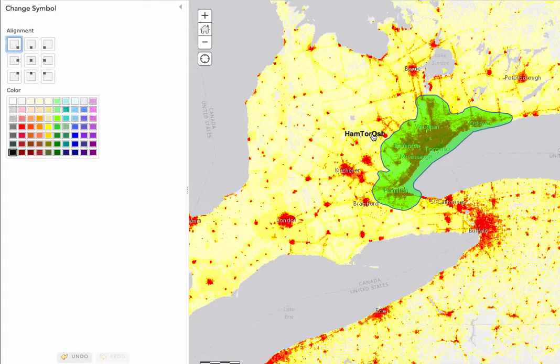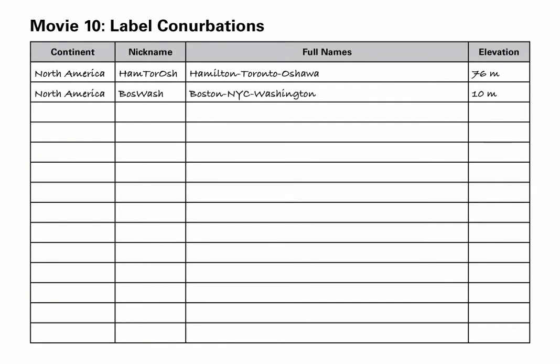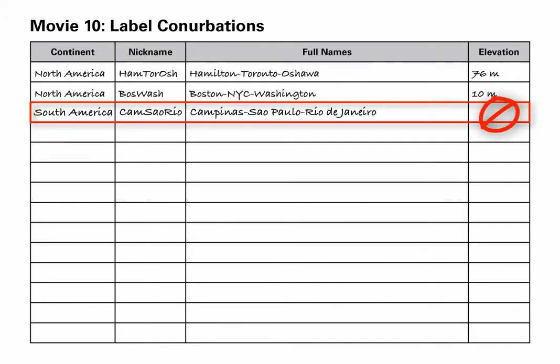The next thing to do is on your last page of your workbook for movie 10, labeling the conurbation section, you'll notice that we've been kind and have done the first two conurbations. Please add any others that you identify. So the continent, the nickname that you come up with for the urban areas that are in the conurbation, the full names of those urban areas. But skip the elevation for now. That's something you can fill in after you've watched movie 11.